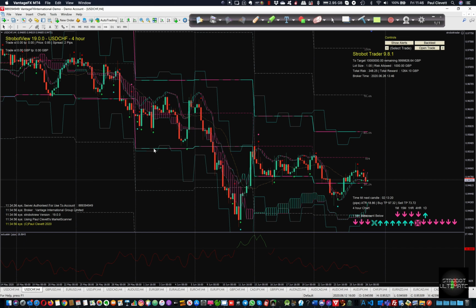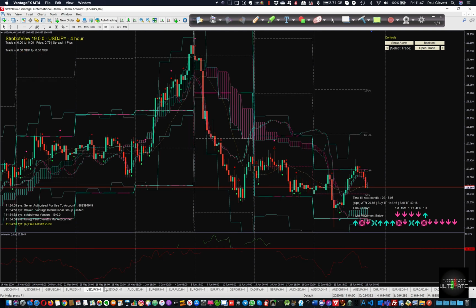This is dollar Swiss. Dollar Swiss isn't trading at the moment. Look at this. The reason is because the ATR is 18 pips. So we need an ATR of 30 pips to consider a trade. All right. This looks huge, doesn't it? It looks like it's really moving, but it really isn't, because it's all relative, isn't it? If these were 100 pip moves, it would look exactly the same. But with Strobot View, we can actually tell. You know, you can manually trade with this.